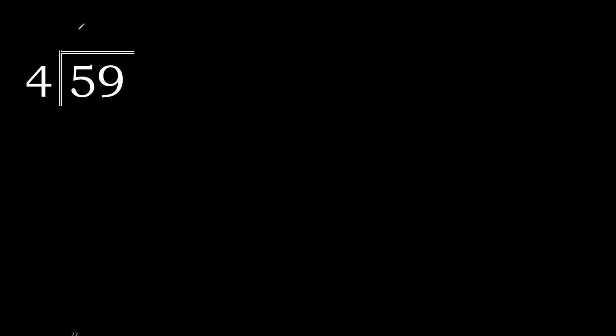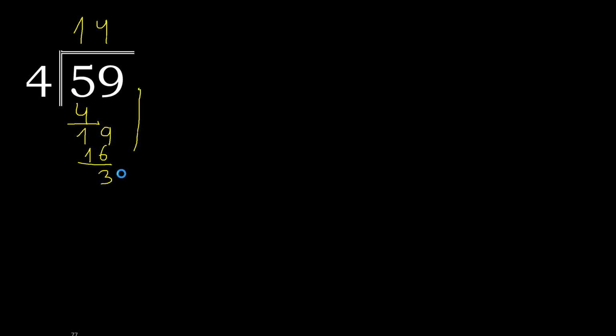4 multiplied by 1 is 4, okay? It is not greater. 5 minus 4 is 1. Next, 19. 4 multiplied by 5 is 20. 20 is greater. Multiply by 4, 16. 19 minus 16 is 3.